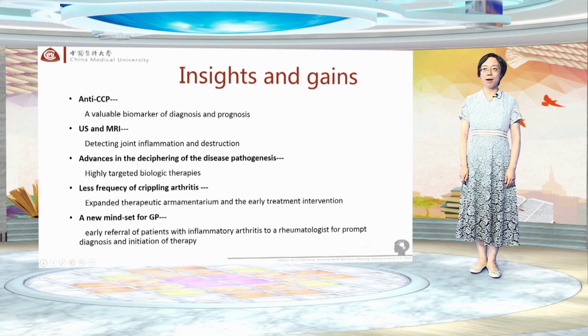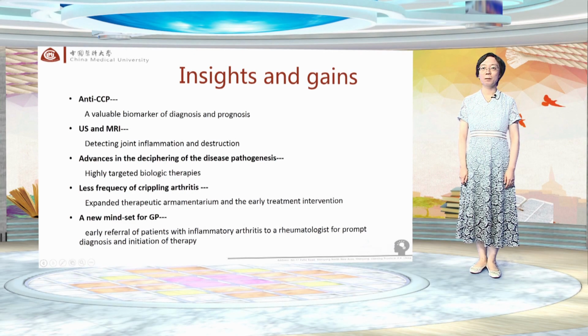The research of RA has focused mainly on the identification of new disease-related genes and further deciphering of the molecular pathways of disease pathogenesis. With the advances in deciphering these different mechanisms, a new class of highly targeted biologic and small molecular therapies has appeared and benefited lots of patients with RA.